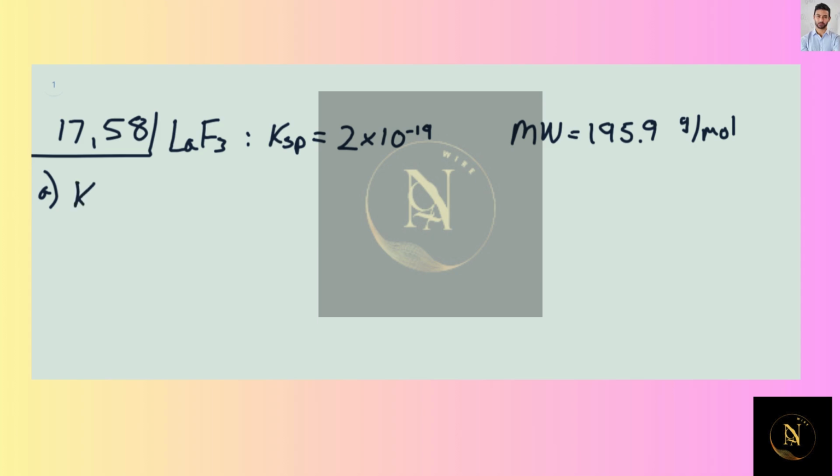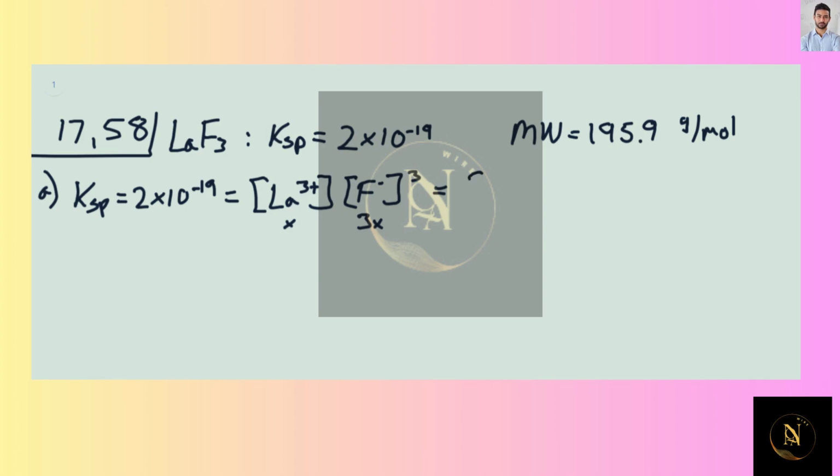So we can set our Ksp equal to the expression for Ksp. Ksp is equal to 2.2 times 10 to the minus 19, which is equal to the concentration of lanthanum 3+ times the concentration of fluorine cubed. We can substitute x and 3x here. If we work this through, we get 3x cubed, which is 27x cubed, times x is 27x to the fourth power.